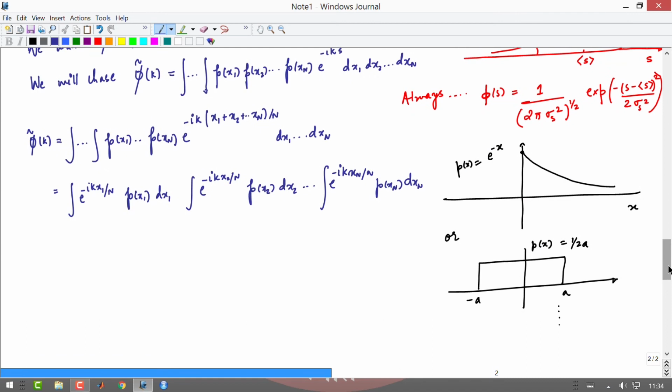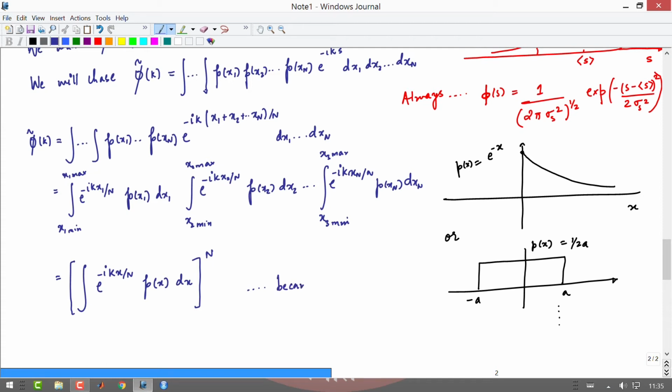Okay. So, if you look at these definite integrals, each one of them is from x1 minimum to x1 maximum. Similarly, this is from x2 minimum to x2 maximum, and this is also from x3 minimum to x3 maximum. So, if you look at these definite integrals, they are all the same because the integration variable is dummy. The integration variable in a definite integral is dummy. So, this is like integral e raised to minus I k x by n into p of x dx whole raised to power n, because there are n such integrals.